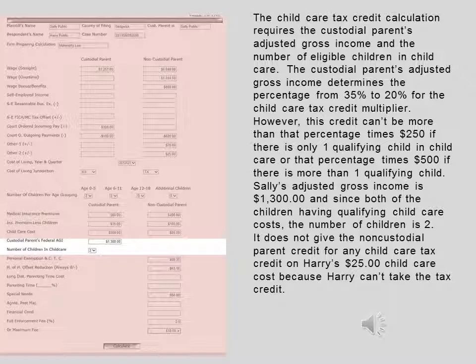Sally's adjusted gross income is $1,300, and since both of the children have qualifying child care costs, the number of children is 2. It does not give the non-custodial parent credit for any child care tax credit on Harry's $25 child care cost because Harry can't take the tax credit.